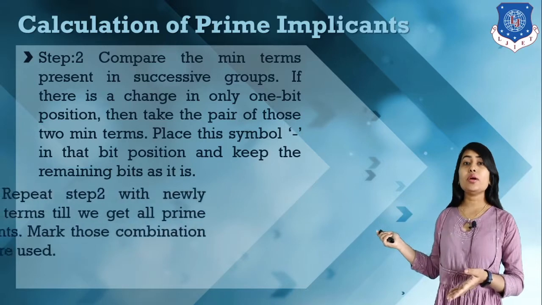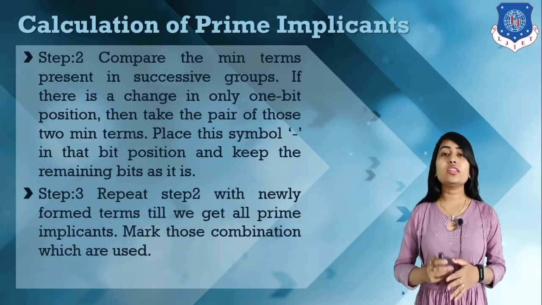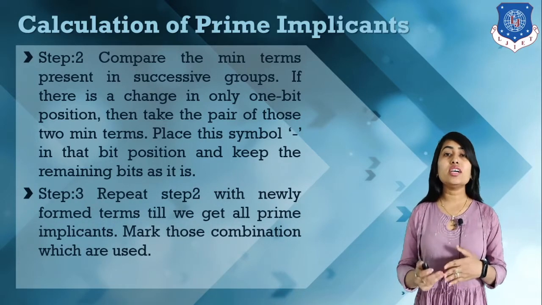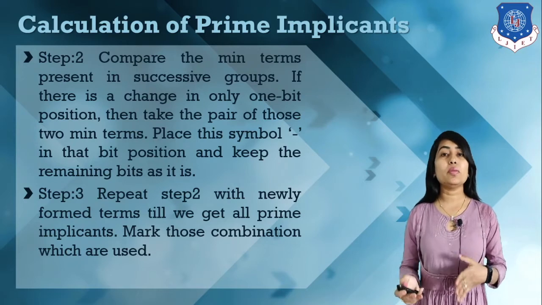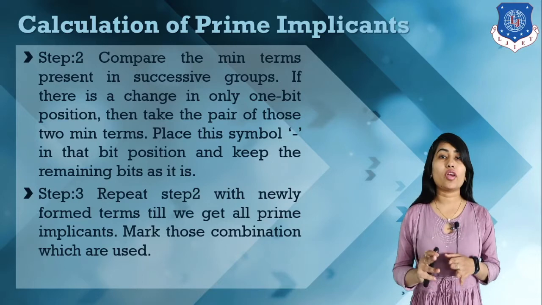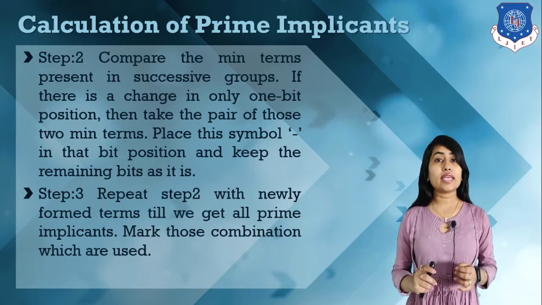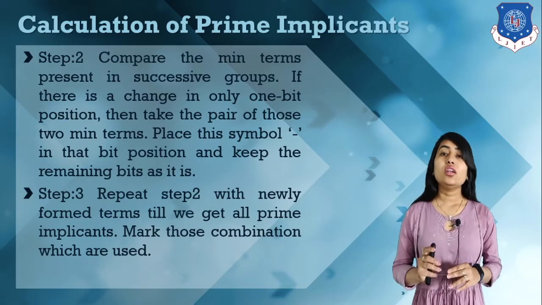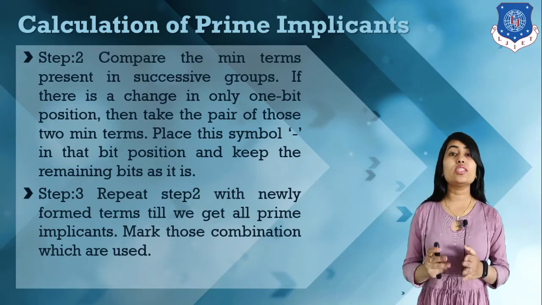And step number 3: repeat this step 2 procedure until we get the prime implicant terms, that means the terms which are not further simplified. Okay, so this is how we can calculate prime implicants. Let's discuss these steps with an example.